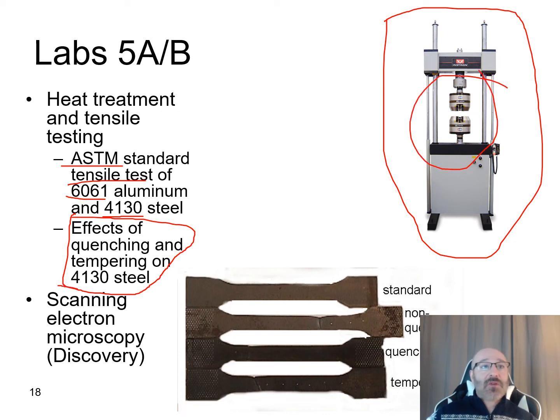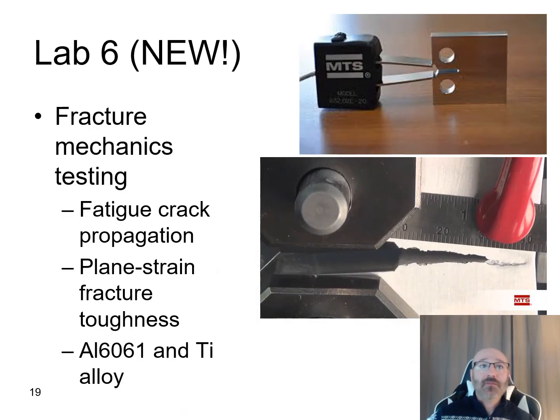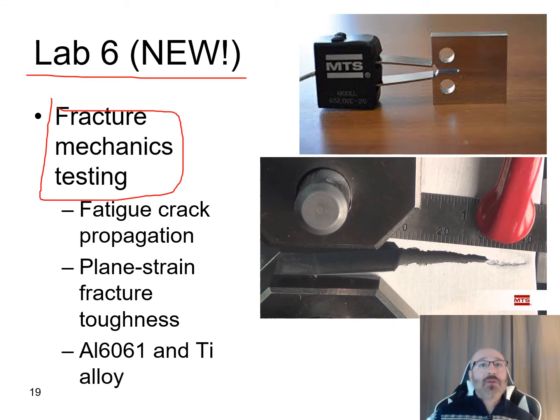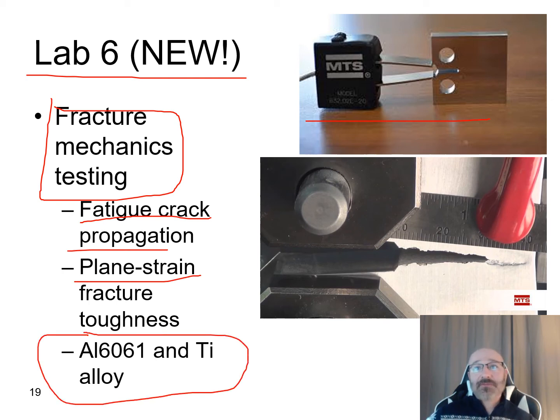And lastly, we're going to be using a scanning electron microscope after we've pulled these samples and cracked them, to take a look at the individual cracks in those samples close up. So lab 6, what we're going to be dealing with here is fracture mechanics testing. Within this laboratory you can see some of the equipment that we'll be utilizing. And this will be fatigue, crack propagation, and plane strain fracture toughness, utilizing a couple different materials.